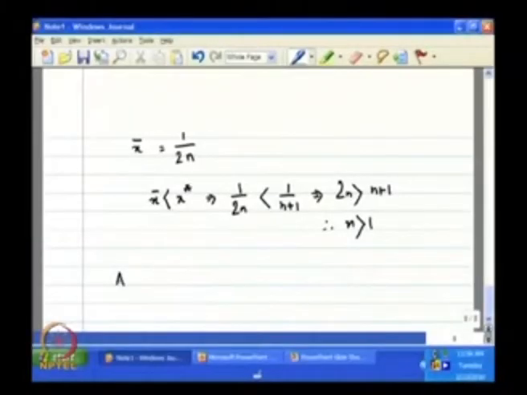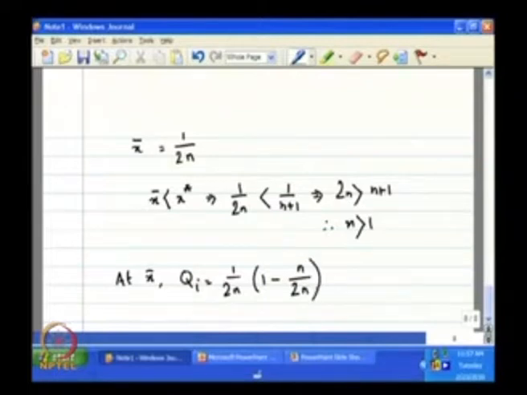Now, if each firm produces 1 divided by 2n, then what is the output level? What is Qi, for example? It is given by xi, that is 1 divided by 2n, multiplied by 1 minus, there are n such firms. Each firm is producing 1 divided by 2n, there are n such firms. So, the total output is n divided by 2n.